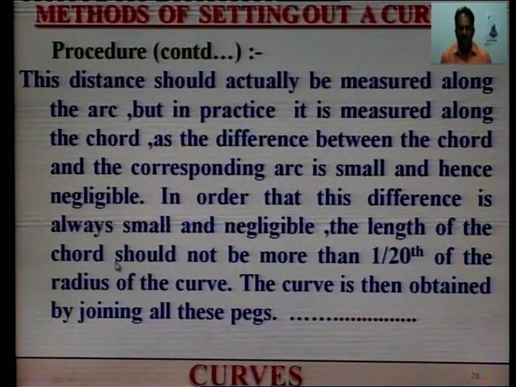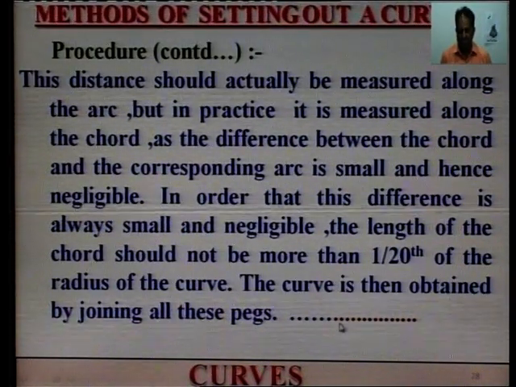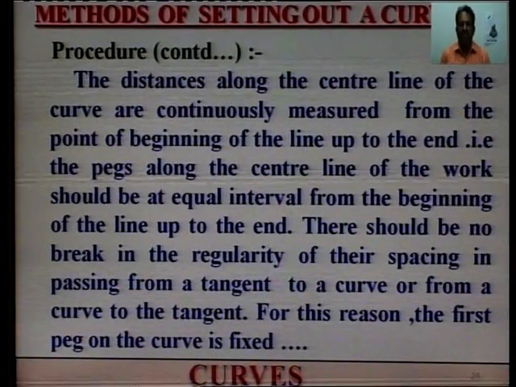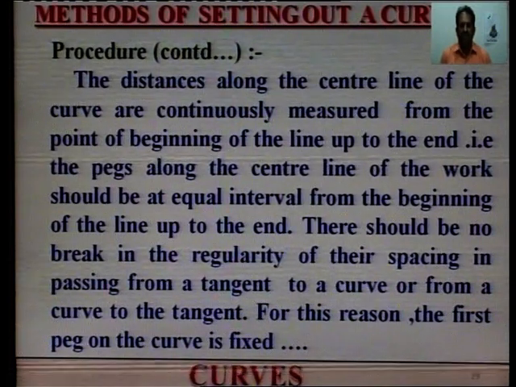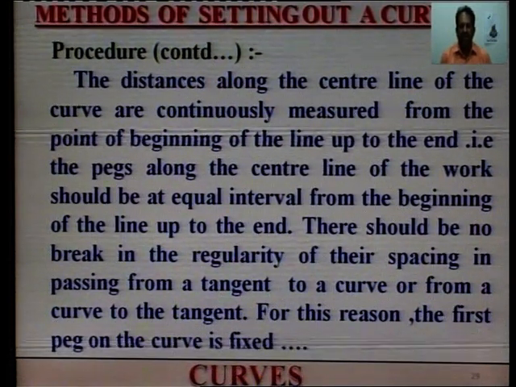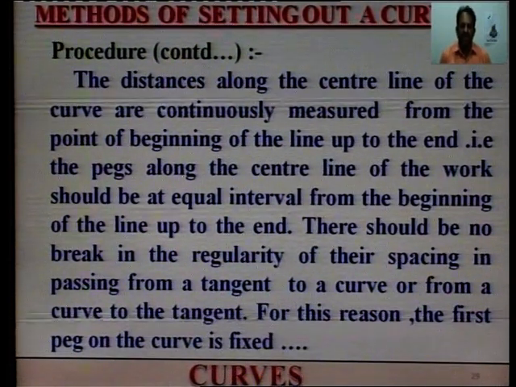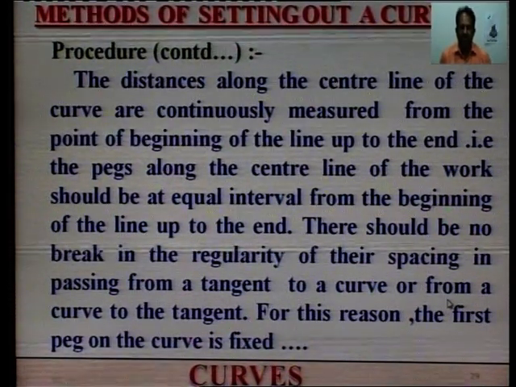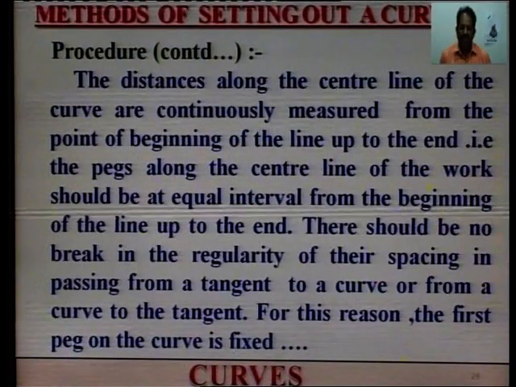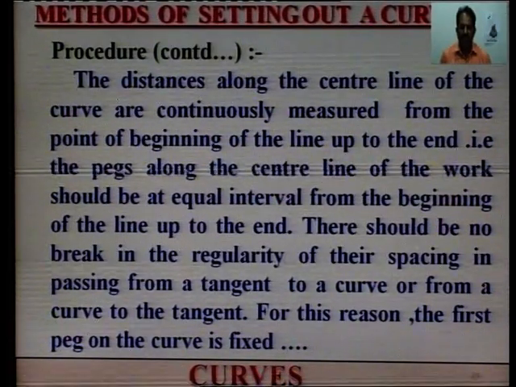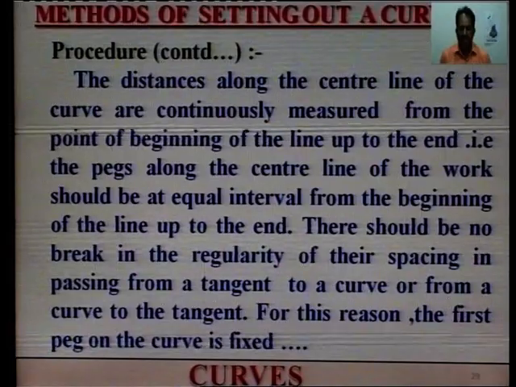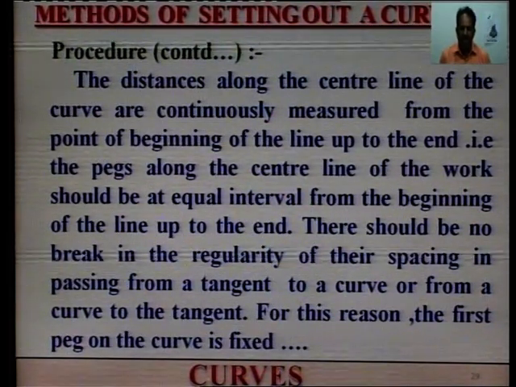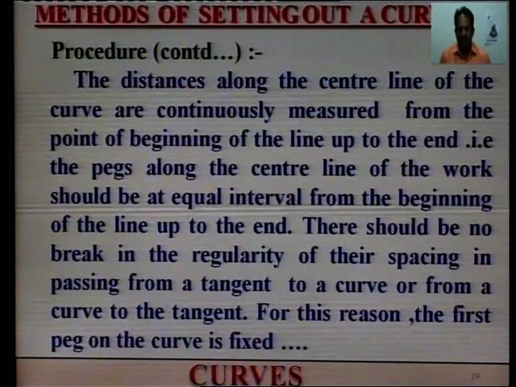The length of the chord should not be more than 1/20th of the radius of the curve. The curve is then obtained by joining all these pegs. The distances along the center line of the curve are continuously measured from the point of beginning of the line up to the end. That is, the pegs along the center line of the work should be at equal interval from the beginning of line up to the end. There should be no break in the regularity of the spacing in passing from a tangent to a curve or from a curve to the tangent.